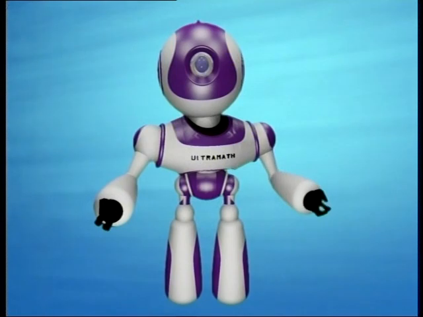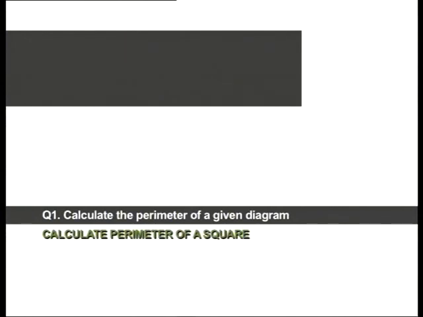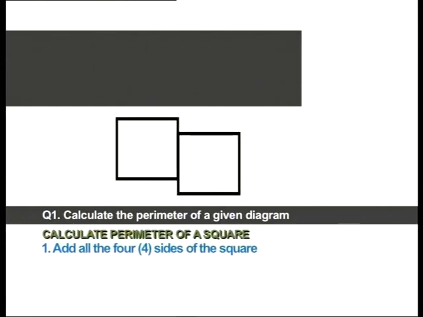Well, here is the first question. Look at the diagram. To calculate the perimeter of a square, you need to add up all 4 sides of the square. Like this problem, you have 2 squares. But do remember, perimeter is the total distance around the outside of a shape. This is how you calculate the distance around the outside of the shape.